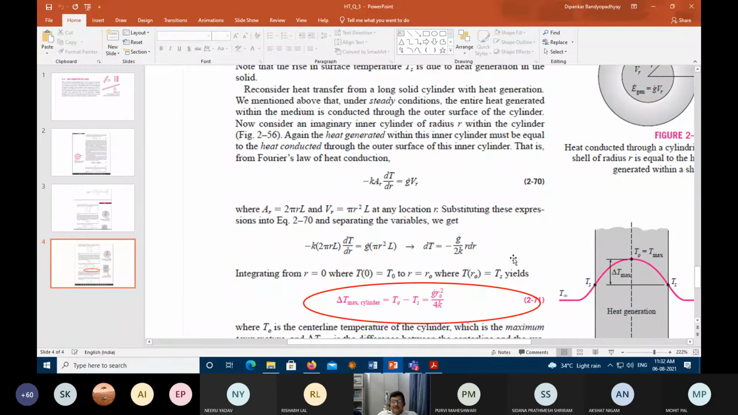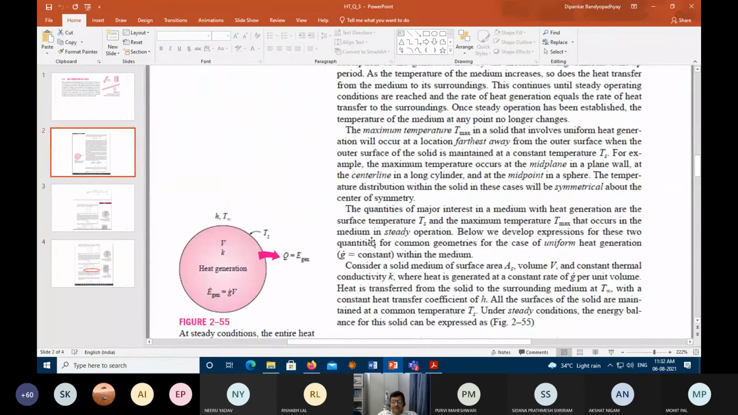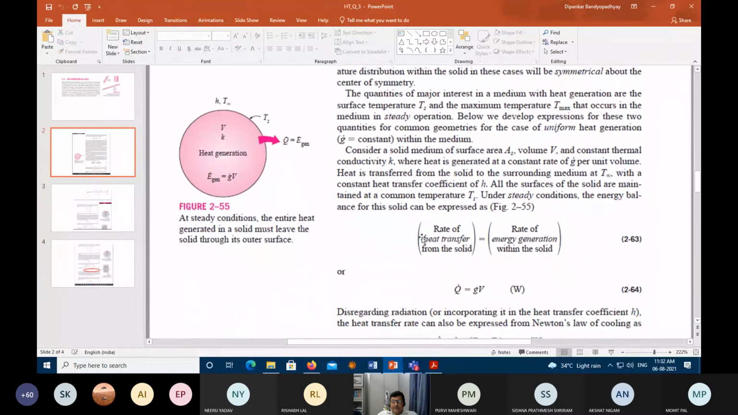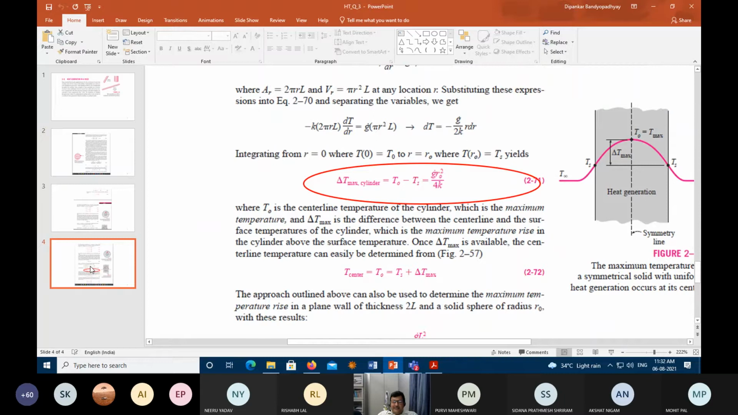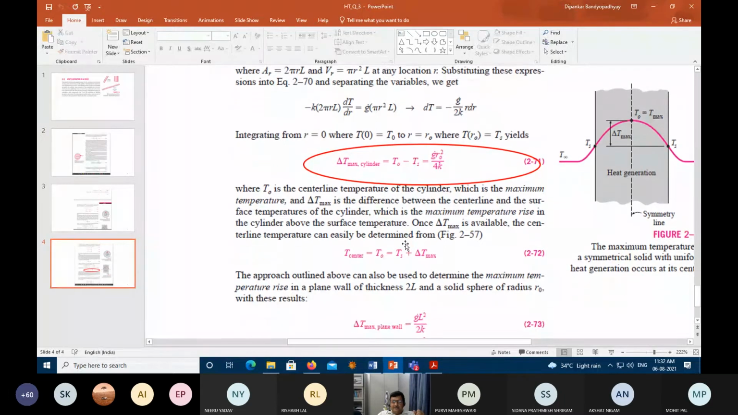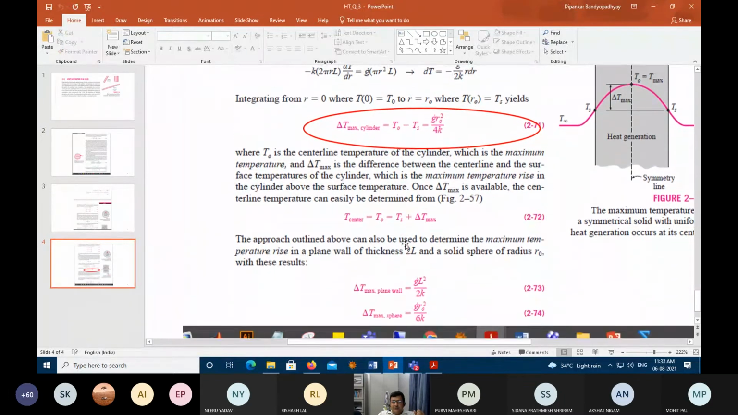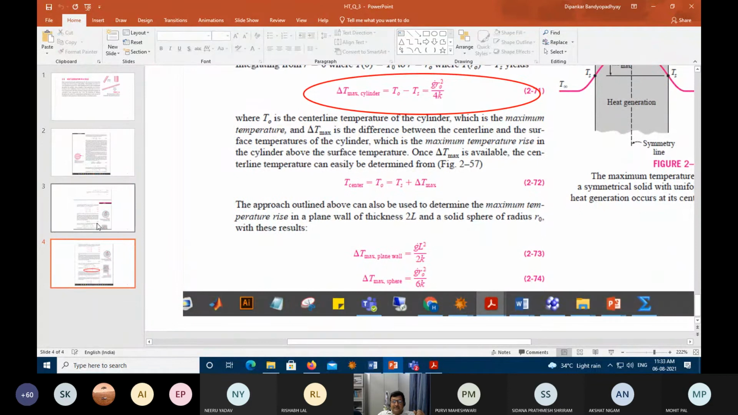But ultimately, what I'm trying to say is that if your rate of energy generation within the solid is equal to the rate of heat transfer from the solid, and this heat transfer is happening only because of conduction, then you will end up getting an expression which is equal to this. This is all the energy balance that you are performing.